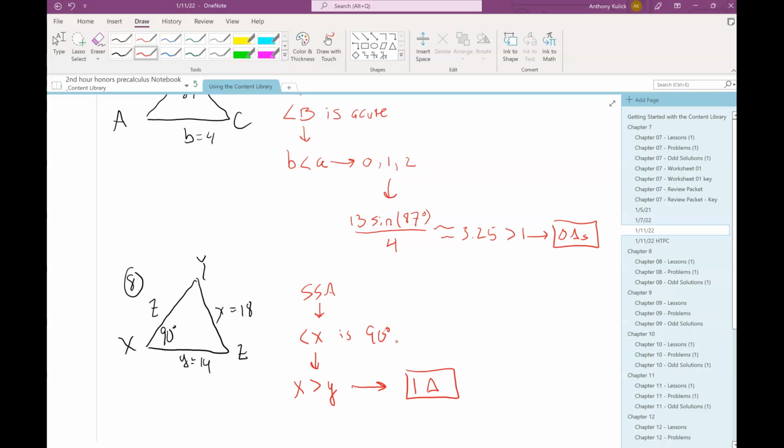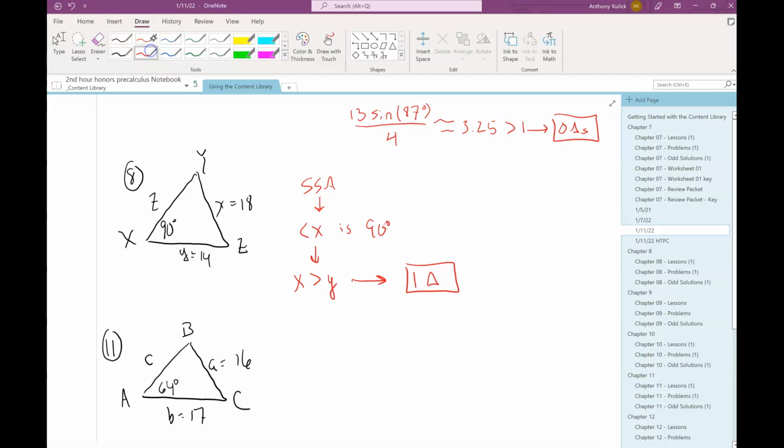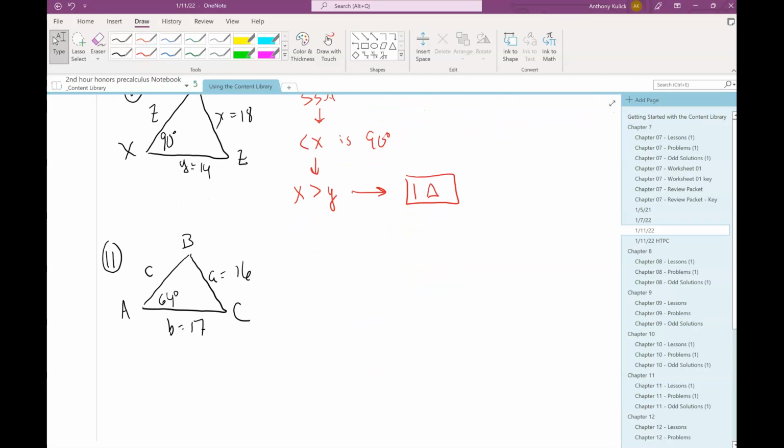Anthony? Sure. So 11, we're told that it is a two triangle situation. So I'm going to dive straight into the solving part, since we know that two triangles are possible, right? So I'm going to make a place to record my answers for triangle 1 and triangle 2.